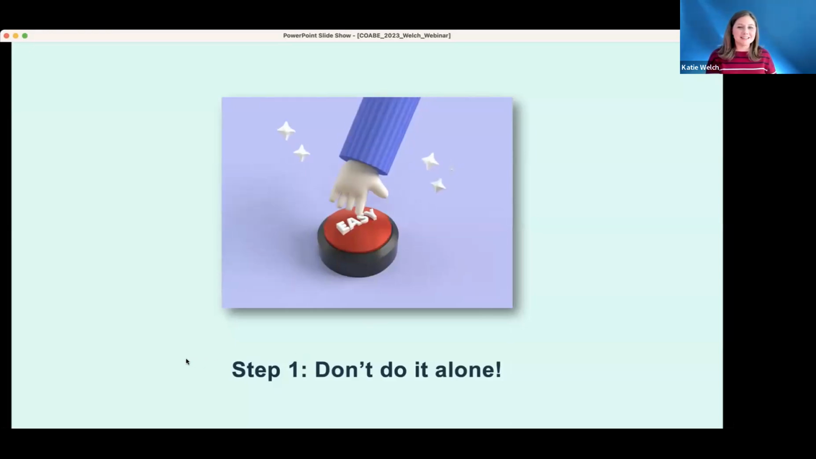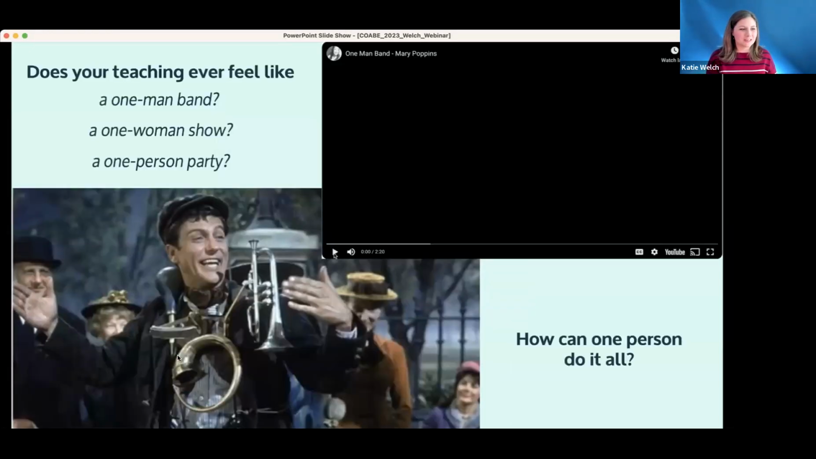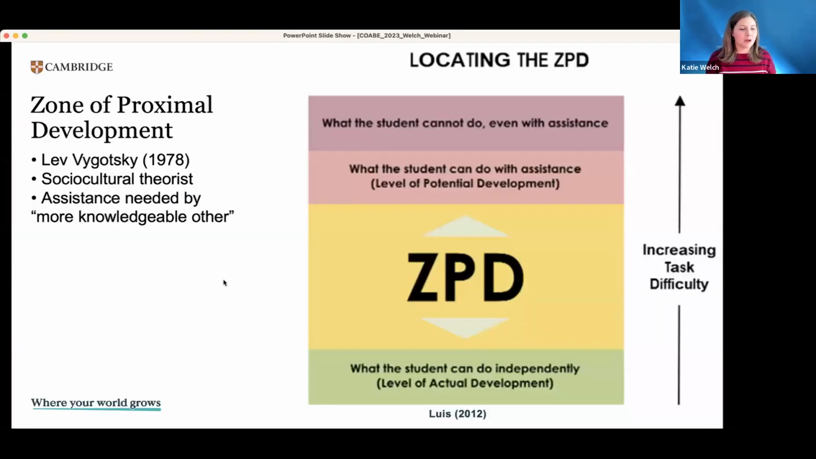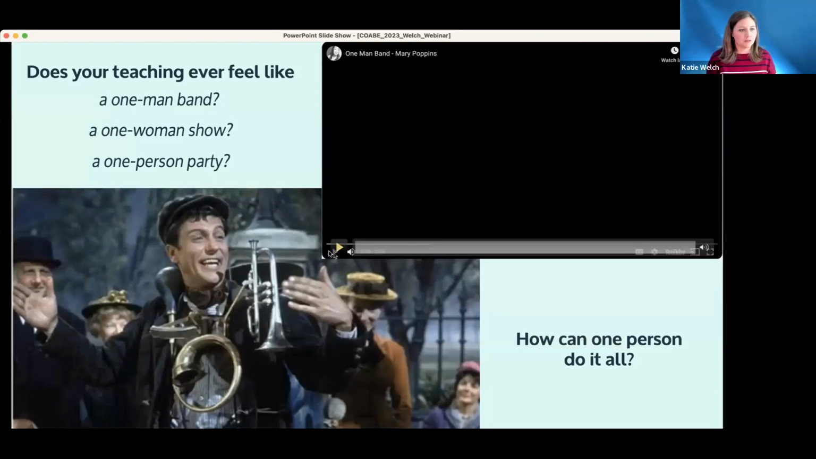Step 1 is don't do it alone if you want to do a differentiated classroom. Those of you that are teaching currently, a question that I have for you is, does your teaching ever feel like a one-man band or a one-woman show or a one-person party? Do you ever feel like Dick Van Dyke in the beginning of Mary Poppins? Whoops, let's go back, see if we can see Dick Van Dyke.